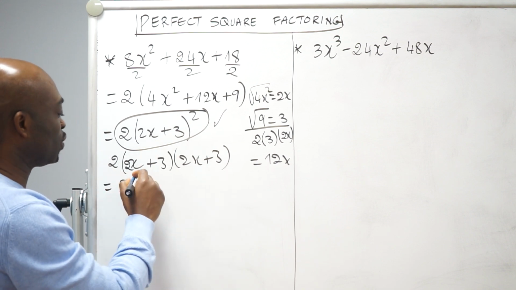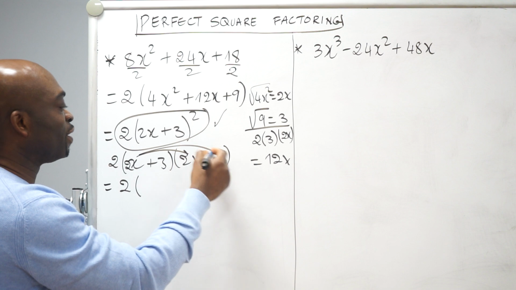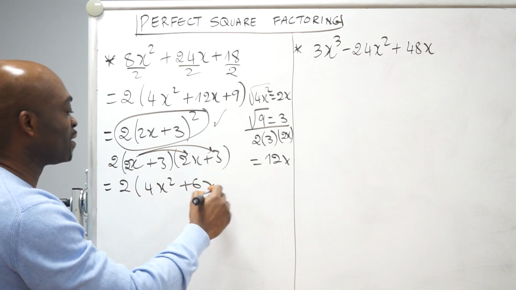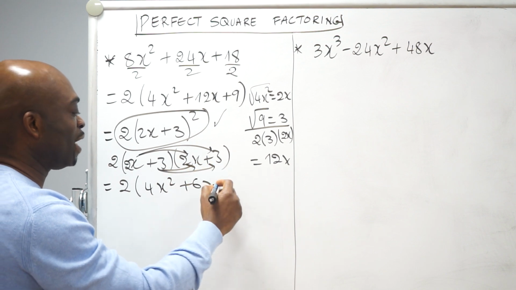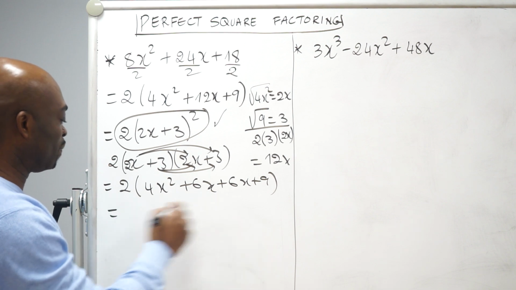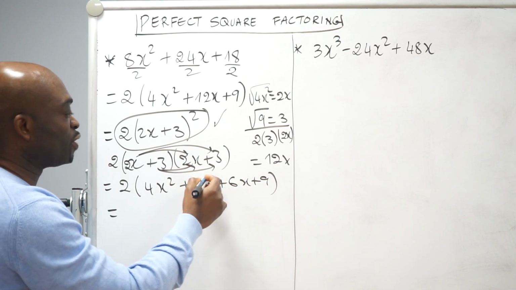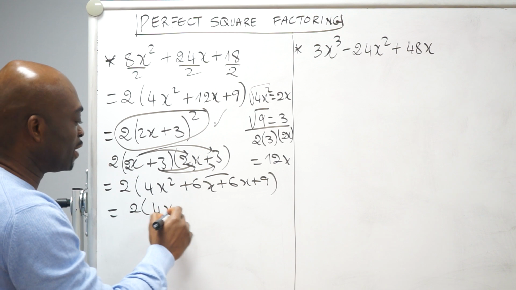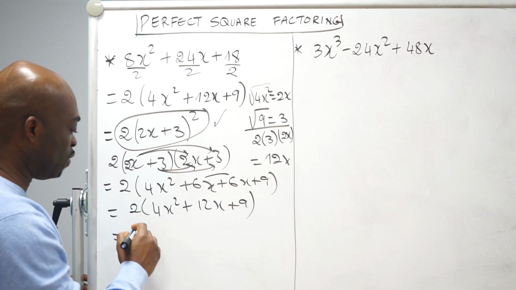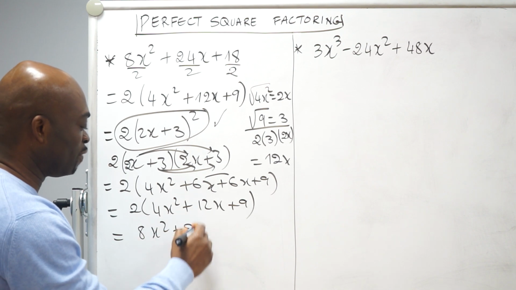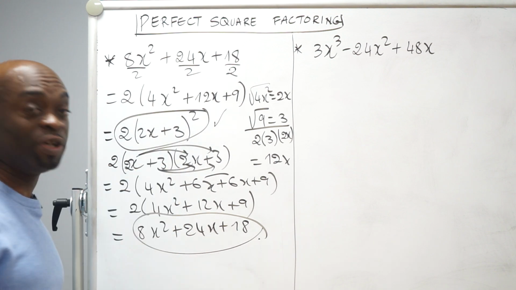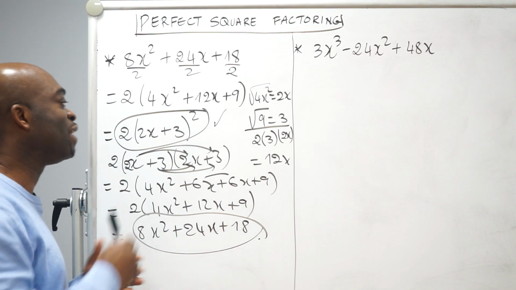Then this one is equal to 2 times, so you have to do the FOIL method, first and outer, so that gives you 4x squared plus 6x, and then you have plus 6x again plus 9, all right? And then you can multiply by 2 if you want to, or you can combine these two if you want to, it doesn't really matter. So you have 4x squared plus 12x plus 9. And then you multiply by 2, that'll give you what? 8x squared plus 24x plus 18, which is just the same thing as the original problem. So that tells you that you're definitely right.